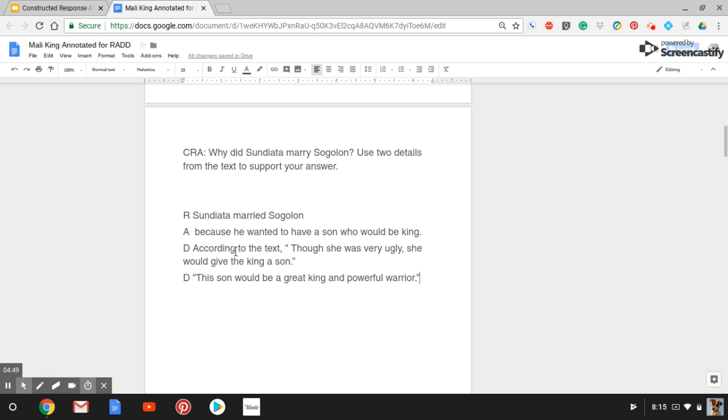Now my first detail, which I introduce with "according to the text," "though she was very ugly, she would give the king a son." And then my next detail, "this son would be a great king and powerful warrior." And because I copied it word for word, I put it in quotation marks. So there you have it, and now you are ready to try this on your own.